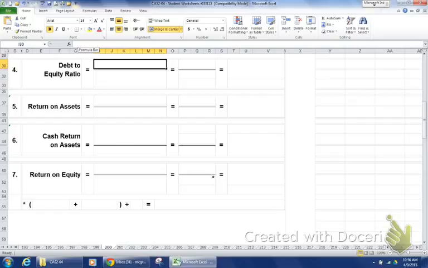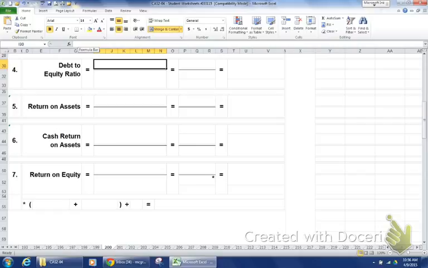Now let's look at the debt to equity ratio. Our debt to equity ratio reflects how well the company is financing its operations, and if it's financing its operations more from debt or more from equity. It basically shows the proportion of the assets that are financed by creditors versus the proportion of assets that are financed by its stockholders. So again, we're going to put in the factors that go into this ratio.